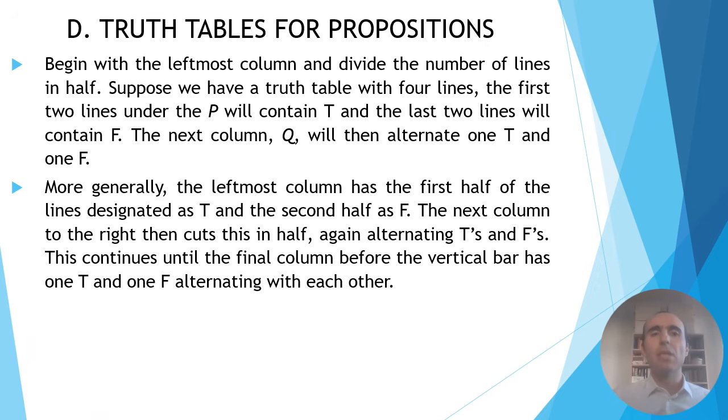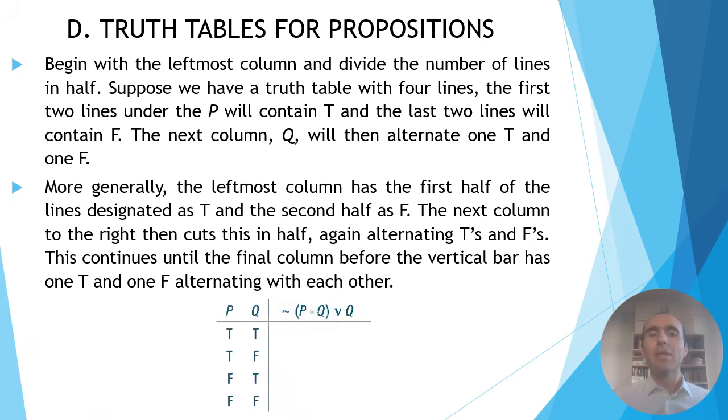More generally, the leftmost column has the first half of the lines designated as T and the second half as F. The next column to the right then cuts this in half, again alternating T's and F's. This continues until the final column before the vertical bar has one T and one F alternating with each other.